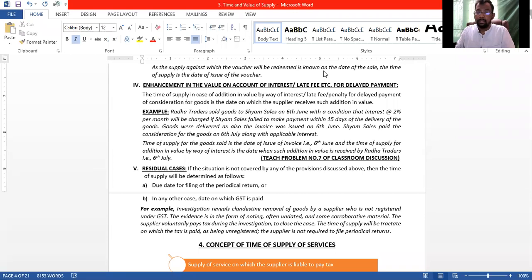Okay, as I said, this is a very important chapter. You must be very, very careful. Read these provisions 1 or 2 times, at least 2-3 times, then you will get the clarity.